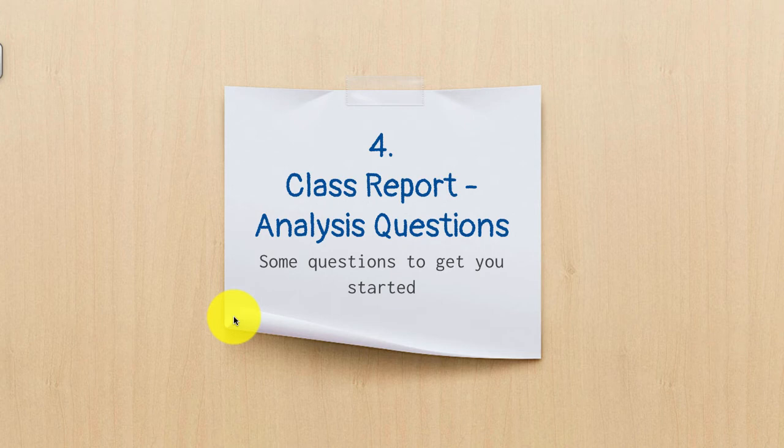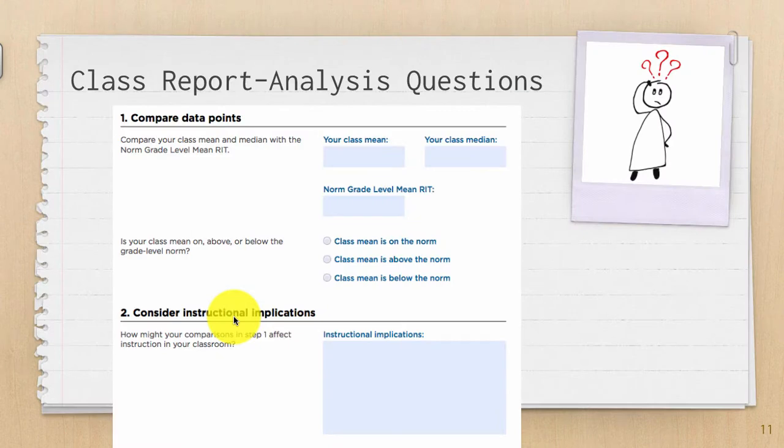But really, let's talk about a process. Let's talk about some questions to get you started in digging into your own class report. So, here are some analysis questions you may want to consider. First, compare some data points. Compare your mean to the median. Then, is your mean on or above, below the grade level norm? Okay, that's a good piece of data to figure out. If it's below the grade level norm, that means you're really going to have to look at what kids need to master.